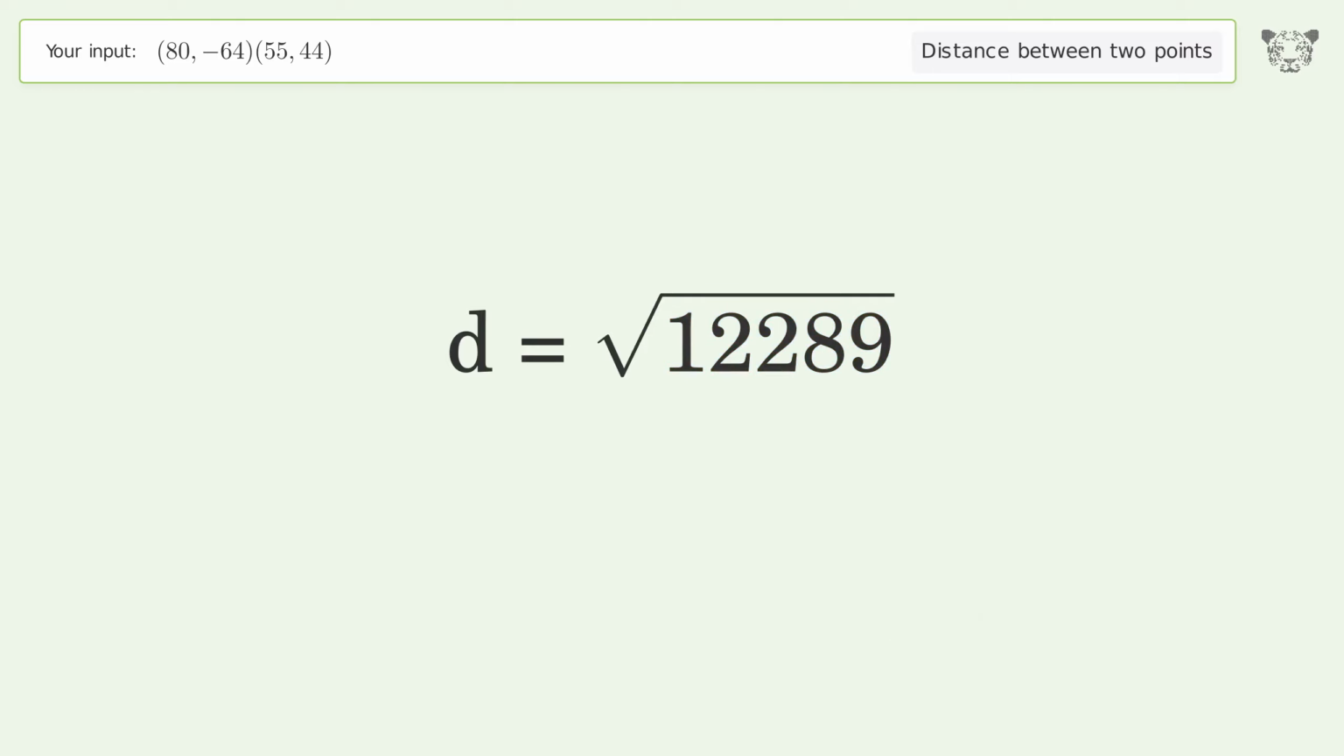And so the distance between the 2 points is the square root of 12,289, or 110.856.